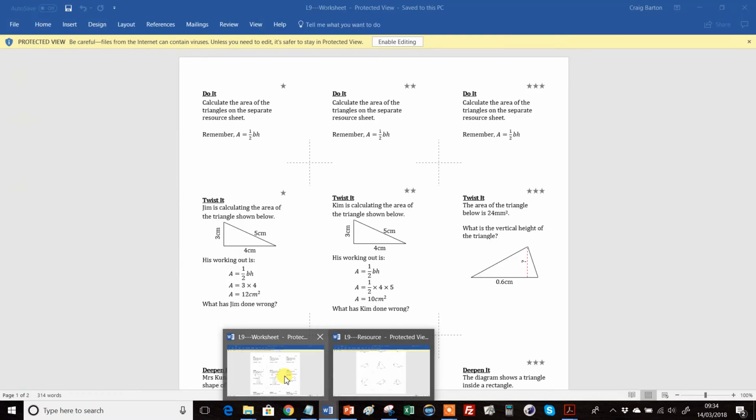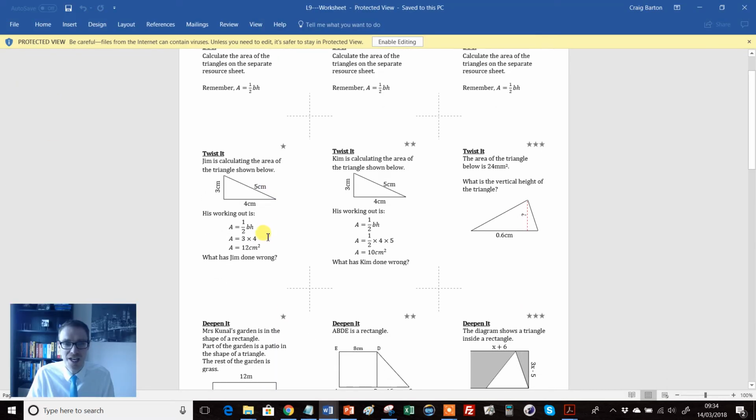But then this is what I love, because it comes with a worksheet here. And we've got three other twist it questions where this time students are presented with working out and students have to think, where's it gone wrong? And this is all about developing fluent reasoning abilities.